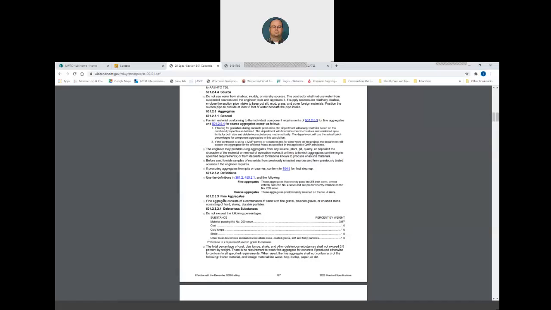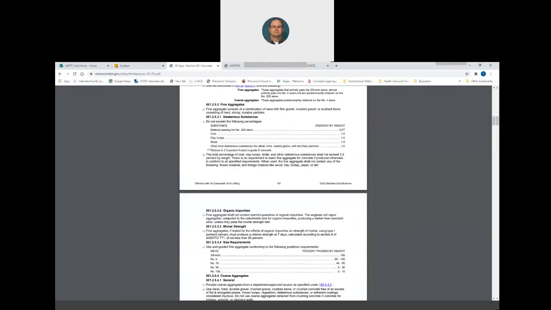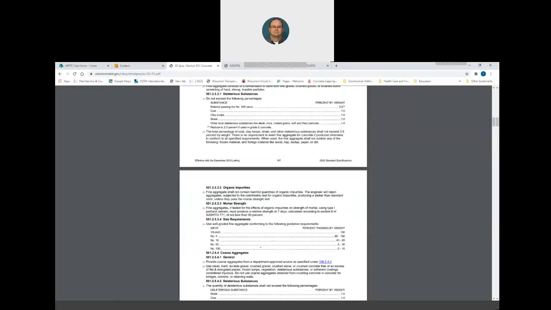But right now, when I look at this fine aggregate, it's 501.2.5.3.1, a subsection of this. We can go 3.5%, or we got to reduce it to 2.3% if we're using E concrete. Coal, clay lumps, shale. Here's what they limit. Okay. Organic impurities, mortar strength. So here is the percentage of fine aggregate size requirements. 3/8, 100%. Number 4, 90 to 100. That's our nominal. Number 16, number 50, number 100.